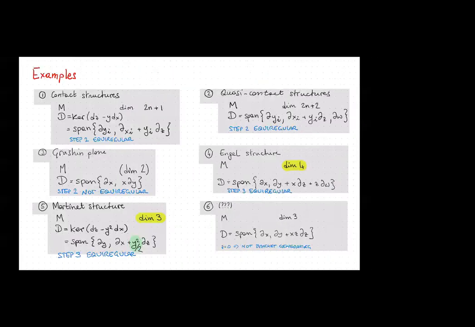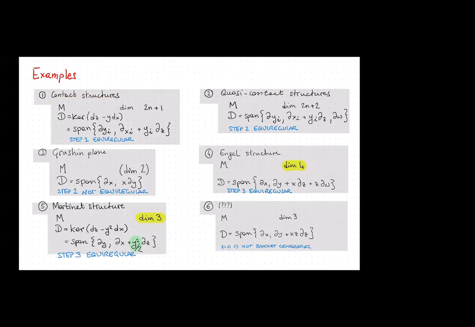Again, I've been torn until the end about whether I wanted to put these example slides, because without pictures it's a bit empty. But if you're familiar with contact geometry, for example, contact structures are an example of sub-Riemannian manifold. The Grushin plane, which is something actually worth telling.